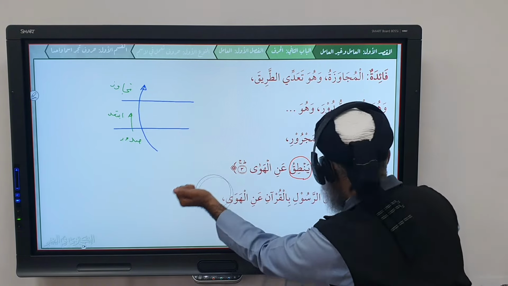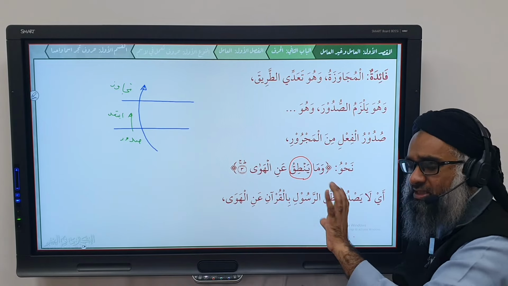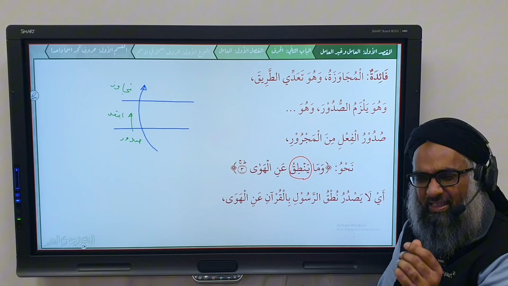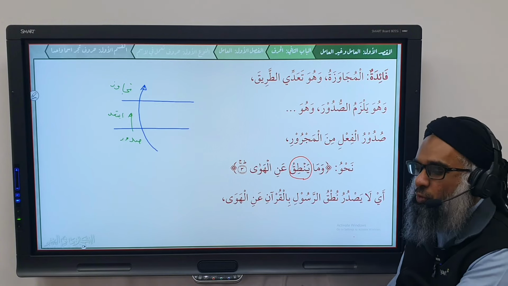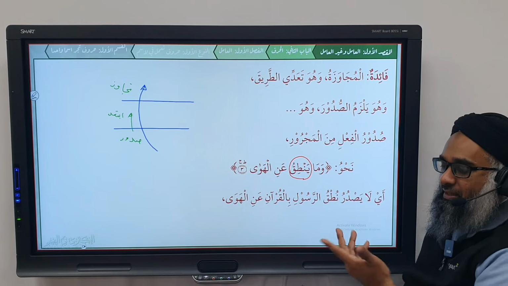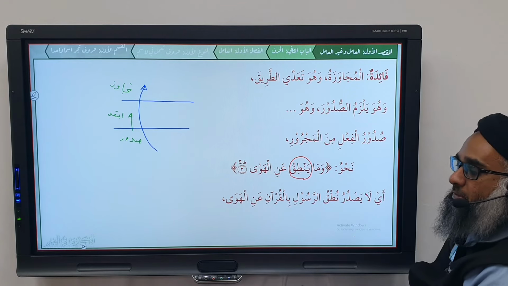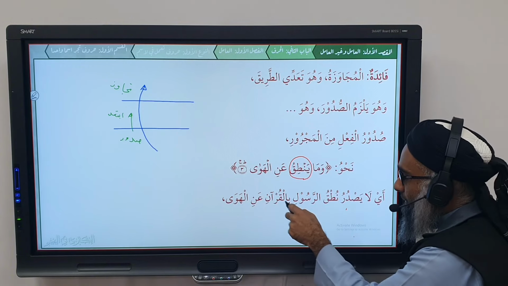So that's why some tafsir say here, ay la yasduru. I've kind of restructured it, but this is where it's mentioned in tafsir. The mufassir just made ishara towards these things, because they understand these things naturally, intrinsically. They don't have to spell everything out. But for us, we need to spell it out so we understand, because we don't have this natural connection with the Arabic language. So this means here, ay la yasduru nutqir rasuli bil Quran.